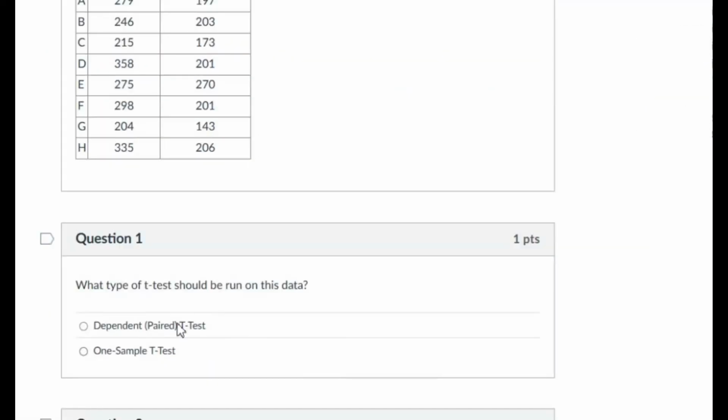So we just said this, but this is going to be a dependent or paired t-test because we have two samples of data that each belong to the same patient. A one sample t-test is literally one sample of data, but here we have two.